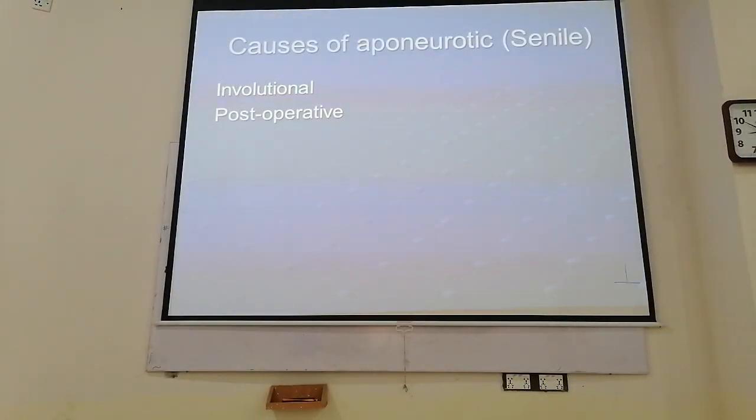Causes are very obvious: involutional, that is aging, and post-operative. In some cases, like cataract surgery, we use a bridle suture, that is a false suture which we apply to the superior rectus muscle to stabilize the eye and to move it at our convenience. Sometimes in that maneuver, we damage the levator muscle. Iatrogenic. That will also cause this type of ptosis. And this will come under the heading of post-operative.